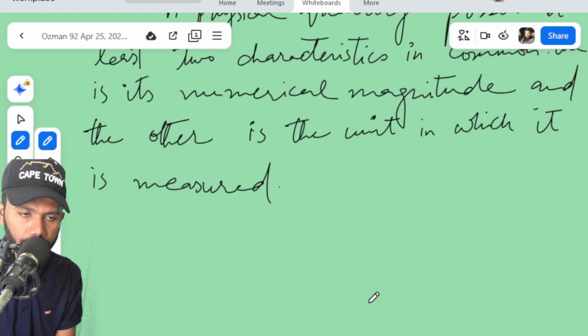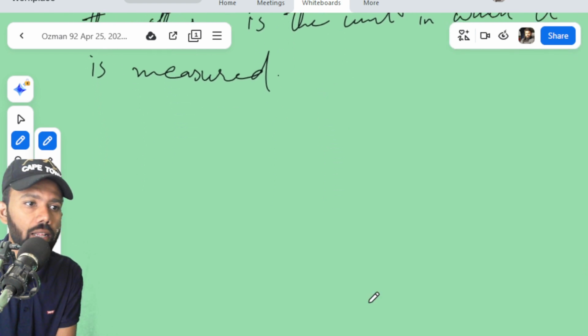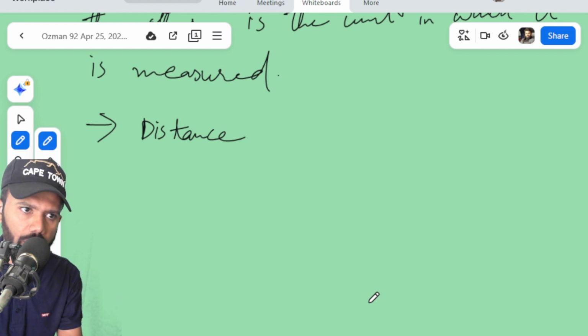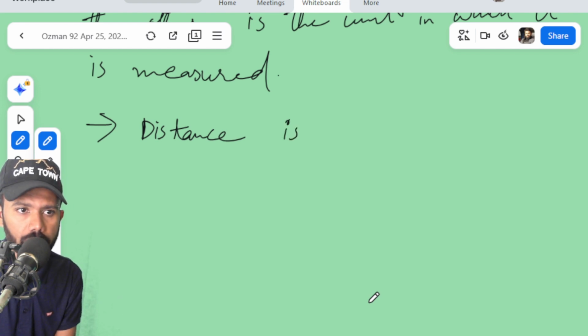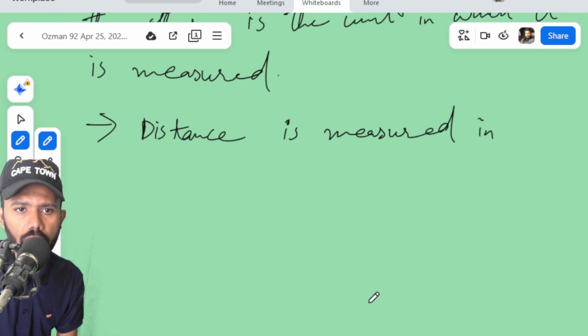Moving on, I'm going to write some examples of physical quantities. Like distance, of course, is a kind of length between two points, is measured in meters, right? In meters, kilometers, right? So in general, meters.